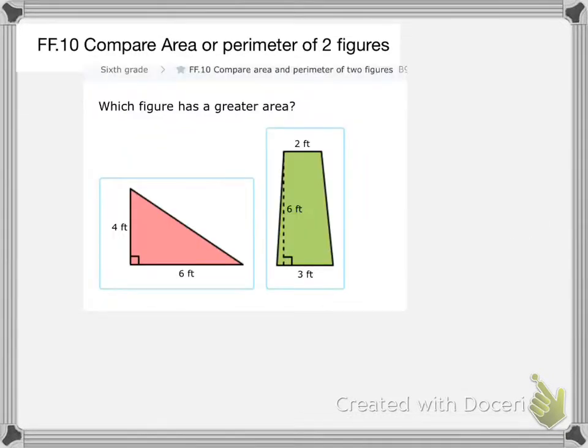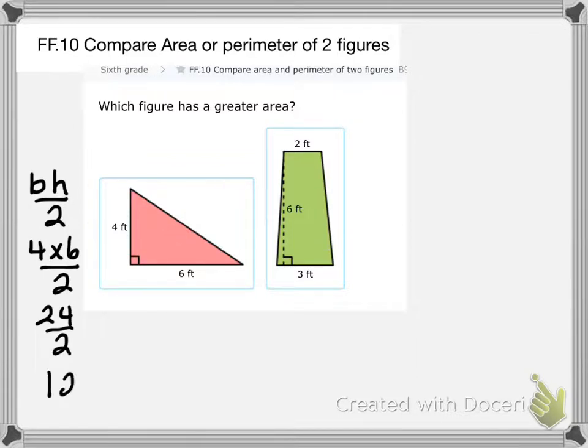All right, we're on to the last section here. FF10, compare the area or perimeter of two figures. So we want to find the area of both of these and then compare the areas. So the area of this triangle is base times height divided by 2. That's 4 times 6 divided by 2, which is 24 divided by 2, or 12. So I know the area of this triangle is 12.